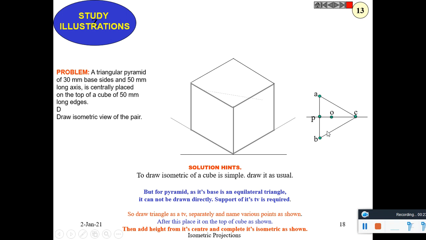ABC is the triangle. So it has to be reproduced at the center. So this is center O and this is point P. So this is A and B. Point C is marked. And its height is 50 millimeter. So 50 millimeter height is marked, and the edges are drawn.